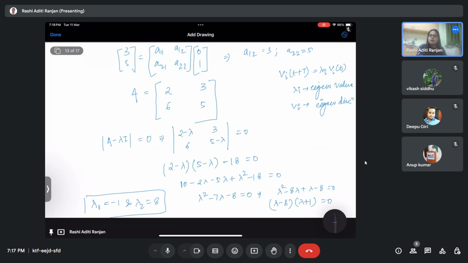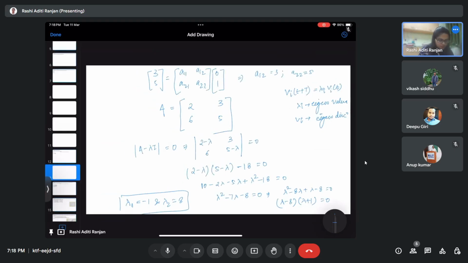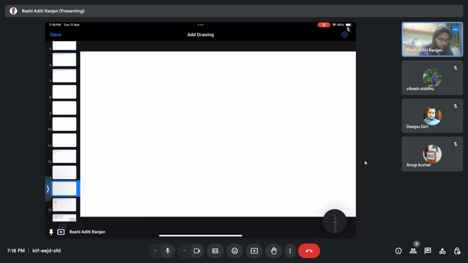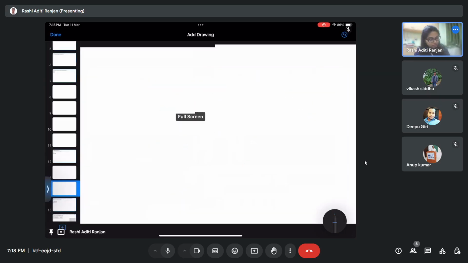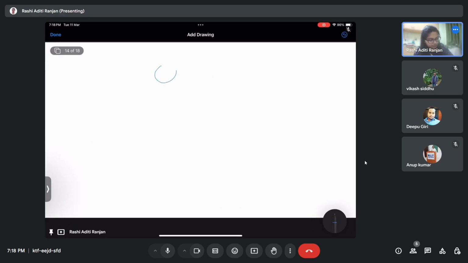Okay. So if we try to plot this, this is my imaginary axis, this is my real axis. I have one eigenvalue as minus 1 and the other one as 8. Okay. Now one is minus 1.